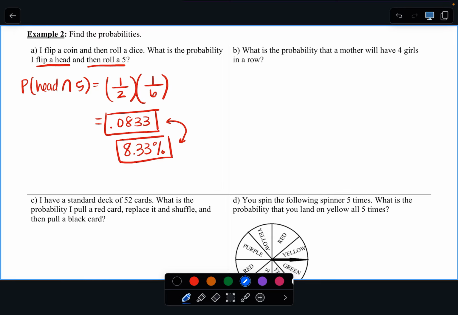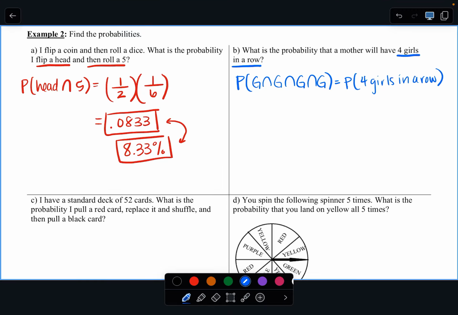Let's go on and look at what is the probability a mother will have 4 girls in a row. Technically, you could write girl and girl and girl and girl. But that is really, really not fun. So what I would probably write is probability 4 girls in a row.